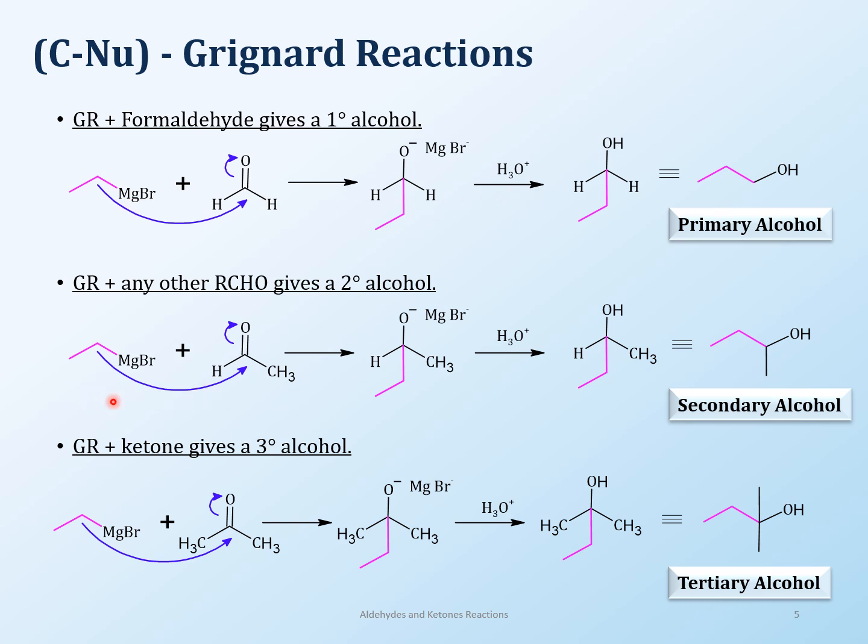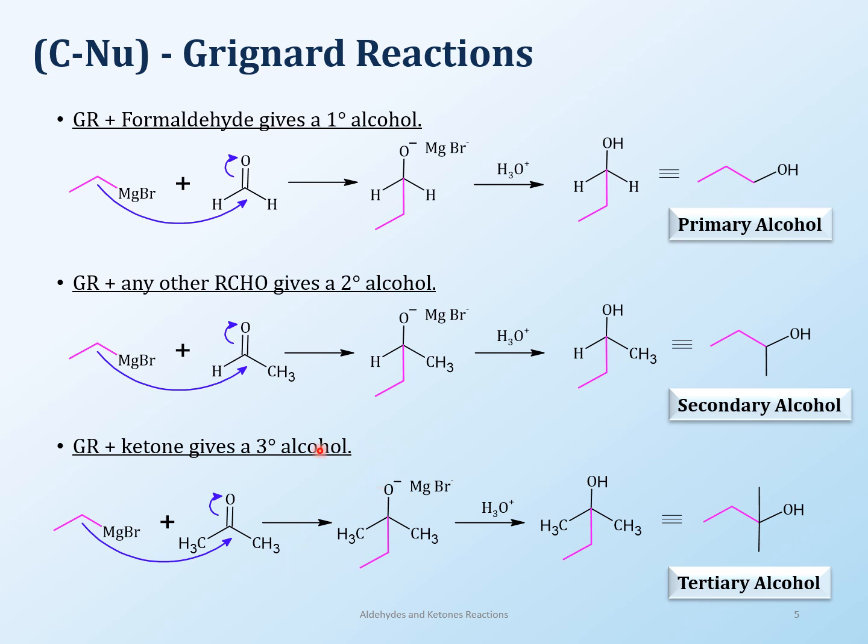And then here is Grignard with an aldehyde, any other aldehyde, and you end up getting a secondary alcohol. And a Grignard with a ketone will give you a tertiary alcohol. So this is something we've done before. The mechanism is pretty straightforward.